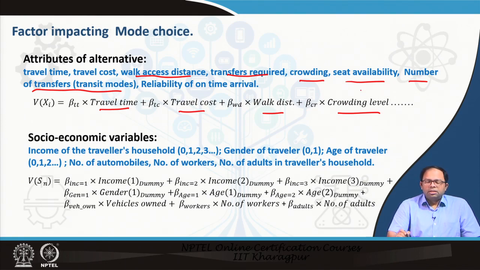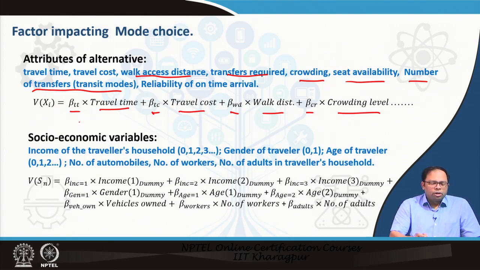That also means all utility equations do not need to be the same. The utility equation will vary from mode to mode, and depending on the particular characteristics of that mode, we can add certain new parameters as well. And this beta Tt, beta Tc, beta Wd, beta Cr, these are the beta coefficients for each of these attributes, and these are the ones which need to be determined when we actually solve the model.